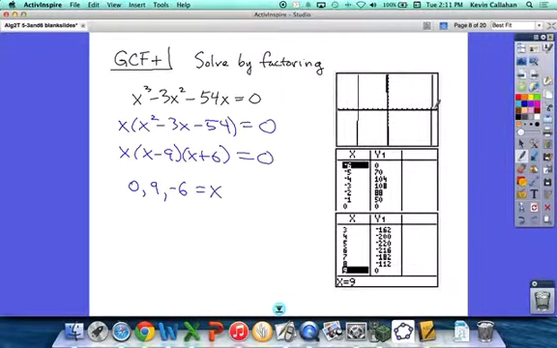You know, if you're not sure, go to the table of values, right? Second graph, and what are you looking for? You're looking for where y equals 0, right? Because y equals 0 on the x-axis. So you look for negative 6, 0, 9. Okay.